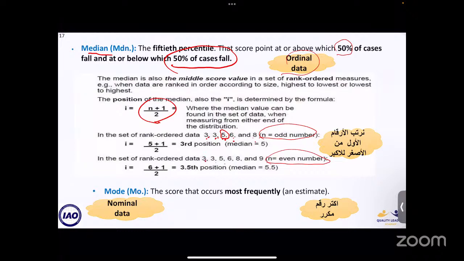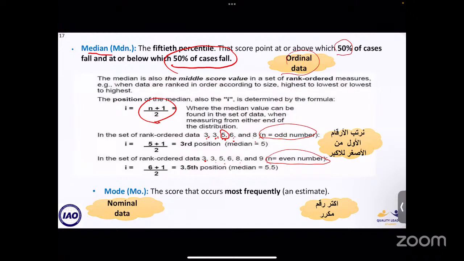3, 3, 5, 6, 8, 9. How many total values do we have here? 6. 1, 2, 3, 4, 5, 6. Yes, 6, meaning it's an even number, right? Okay, you apply the formula now.